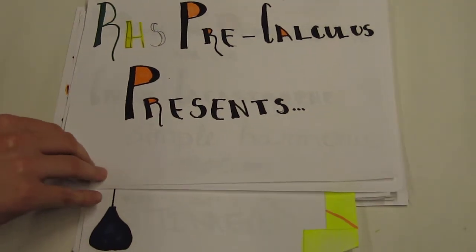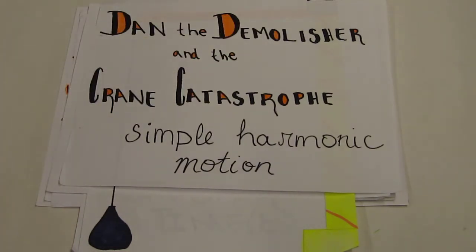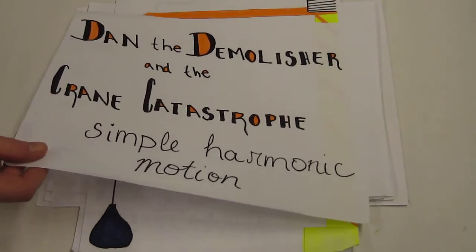Redmond High School Pre-Calculus presents Dan the Demolisher and the Crane Catastrophe story to show simple harmonic motion. One fine day in spring, Dan was at work operating his crane. However, there was a slight malfunction which required Dan to walk down to the end of the crane.